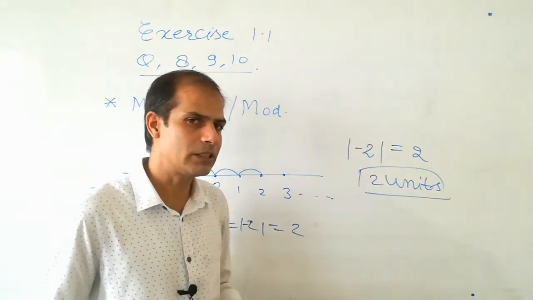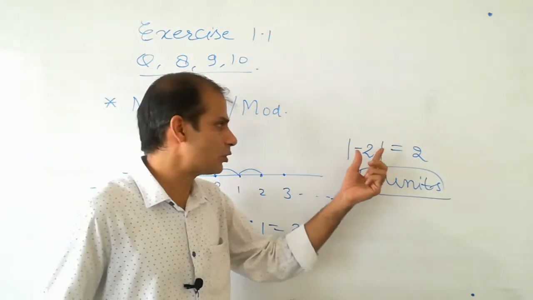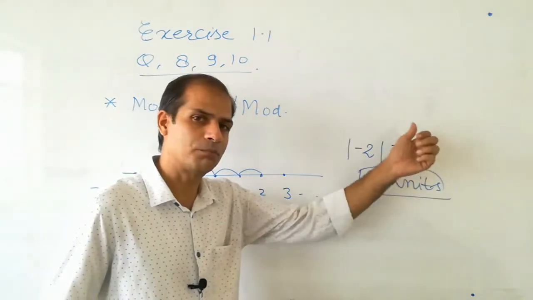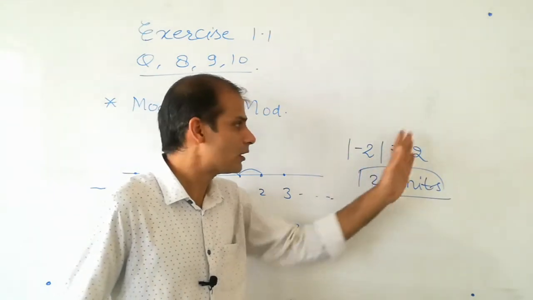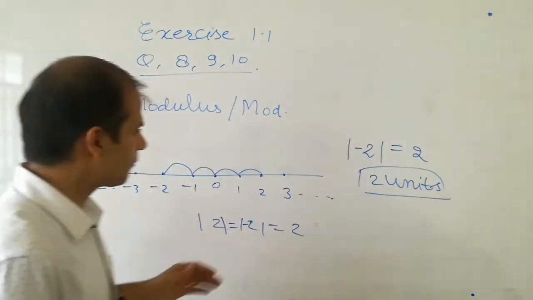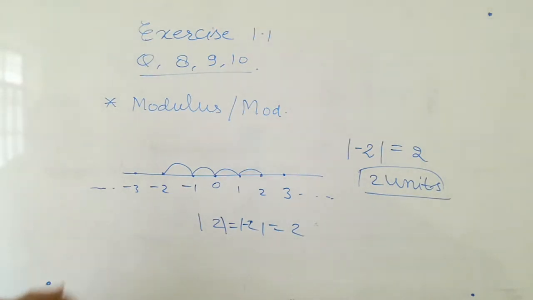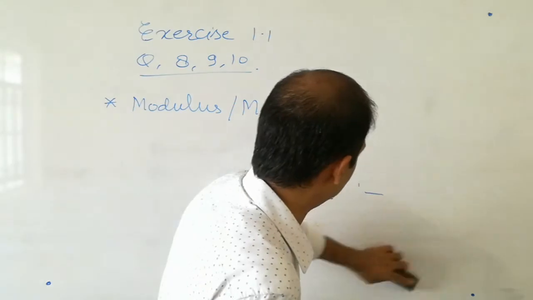Okay, it means मॉडुलस ऑपरेटर में जो भी वैल्यू होगी आपको हमेशा पॉजिटिव आंसर मिलेगा. यहाँ पर पॉजिटिव हो या नेगेटिव हो कोई फर्क नहीं पड़ेगा, आंसर विल बी पॉजिटिव. Now some questions are based on this concept. So take the questions one by one.